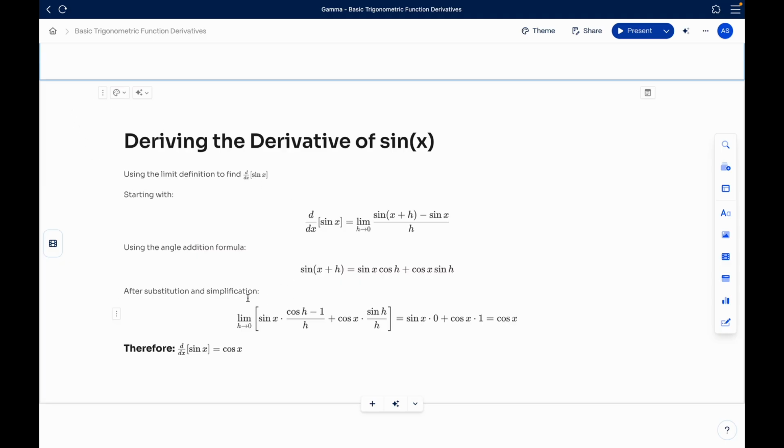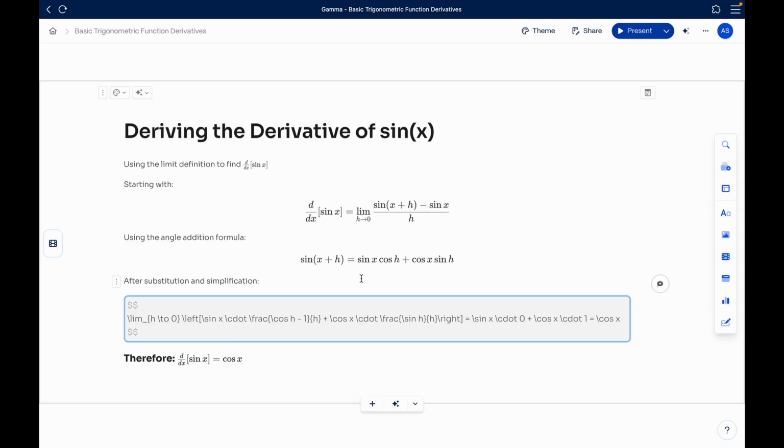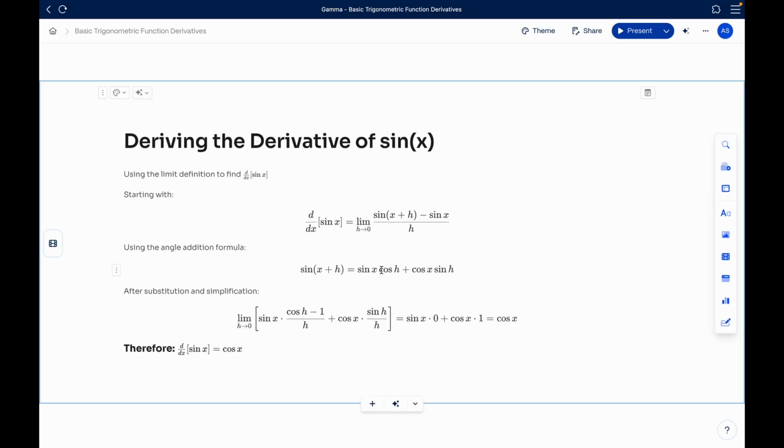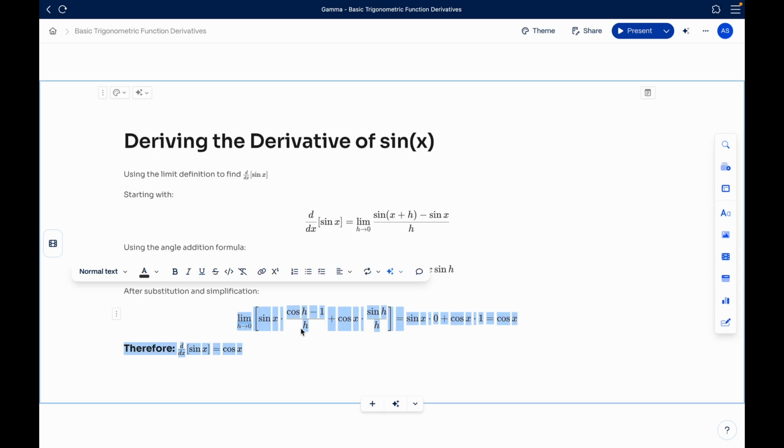So, the angle addition formula says sine of x plus h is equal to sine x cosine h plus cosine x sine h. After some substitution and simplification, the first part of sine x plus h, which is sine x cosine h, and the negative sine x will be one part of the problem. So basically we're splitting up the fraction. That's why there's h on the denominator over here.